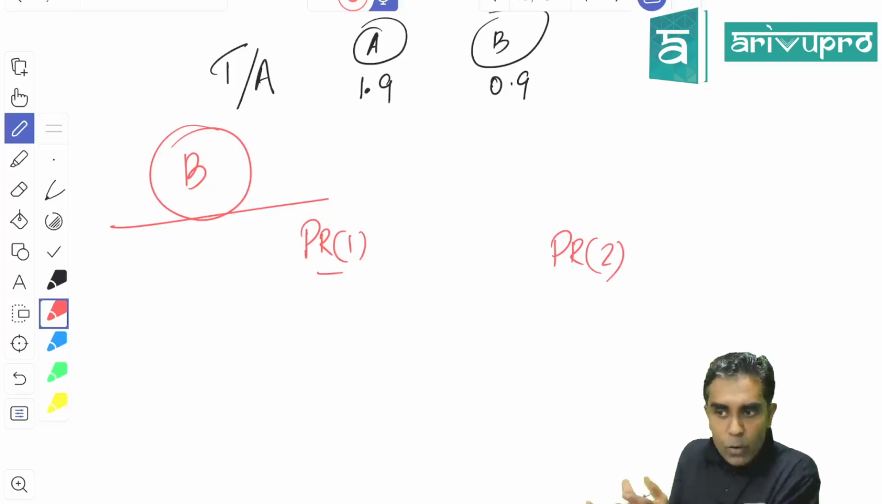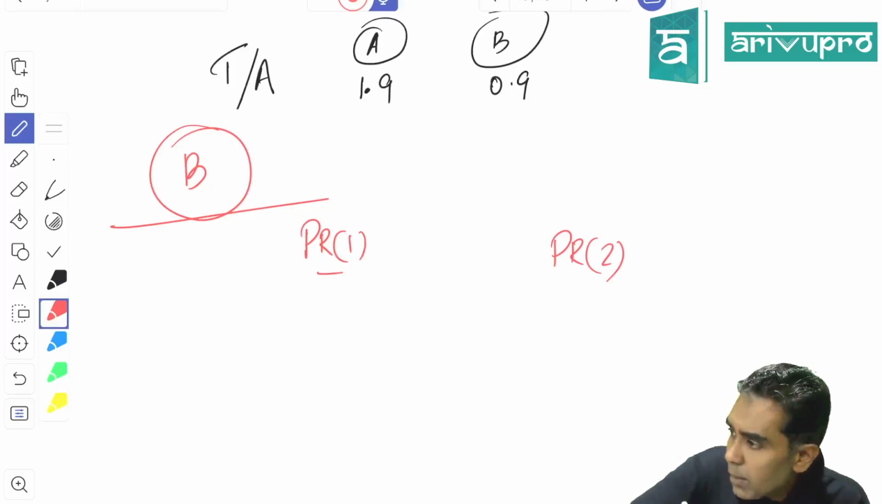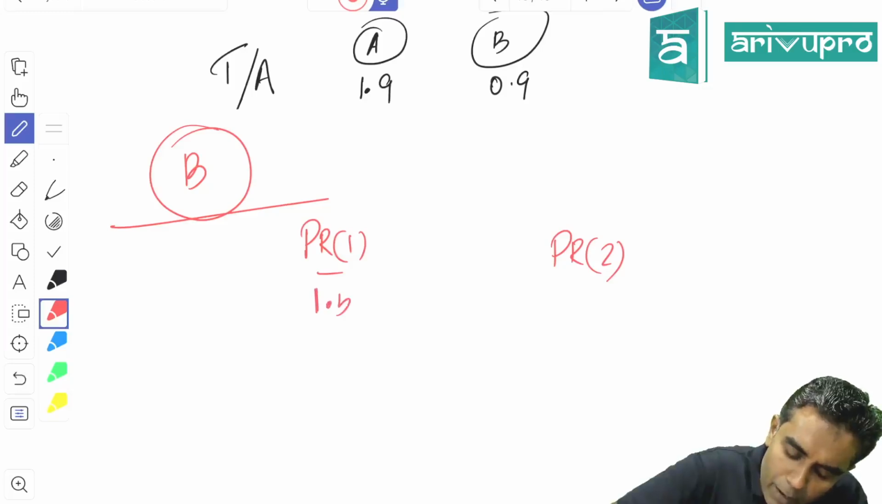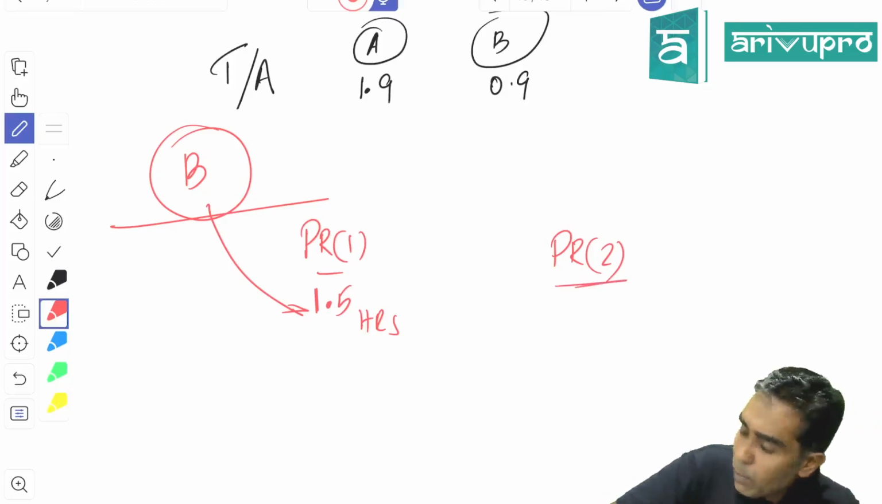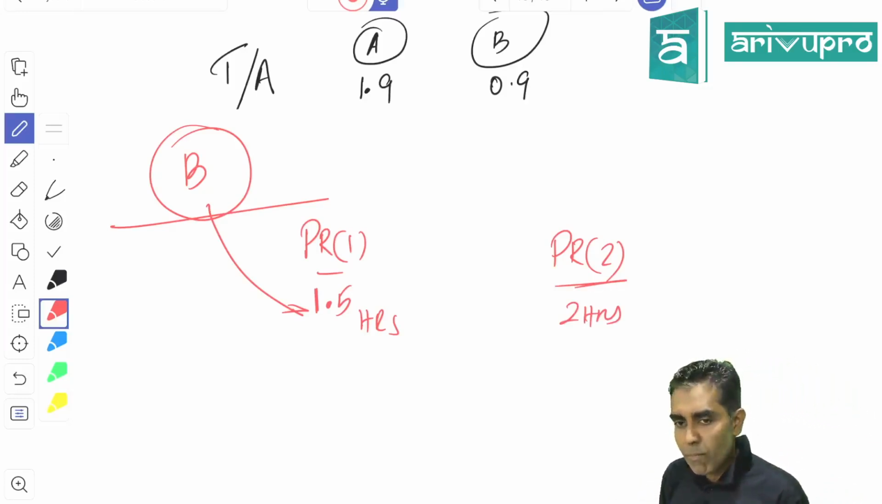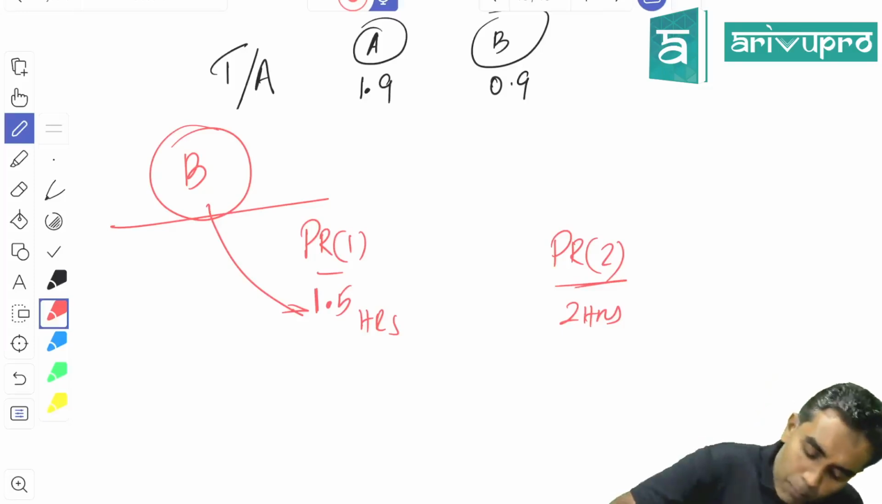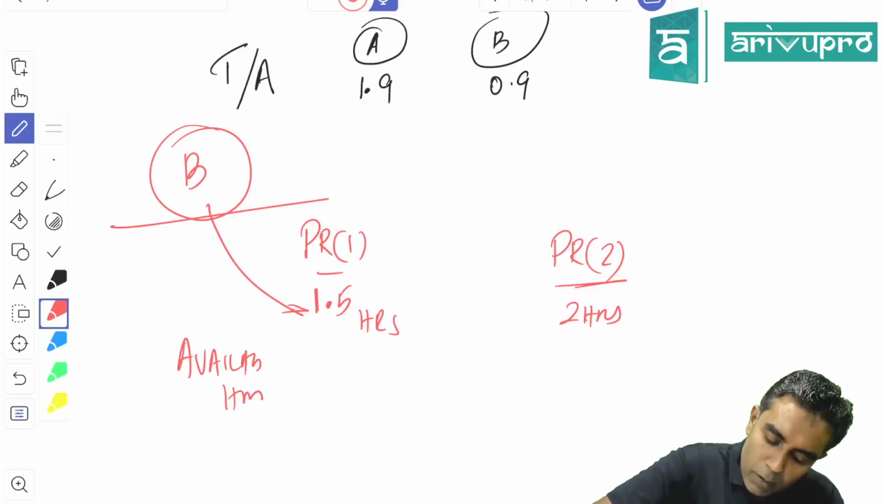To get the final output, the product should pass through these two processes. When it comes to process one, the product will require 1.5 hours. The product B will require 1.5 hours. When it comes to process two, the product will require 2 hours. Available process one hours, let's say you have 45,000 hours.